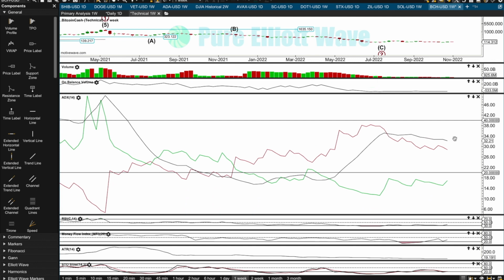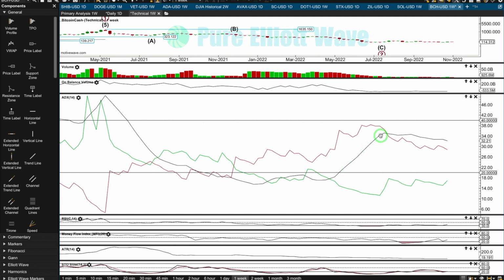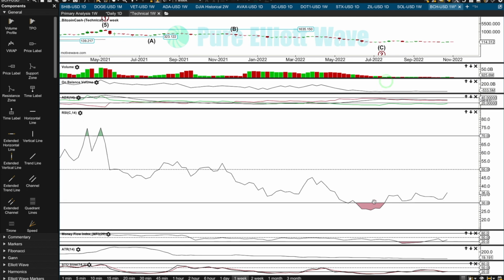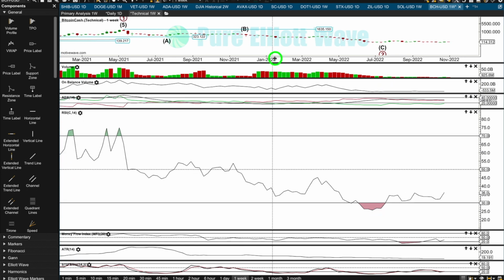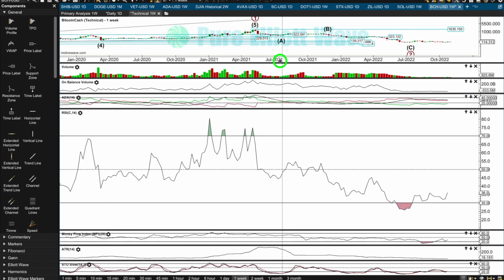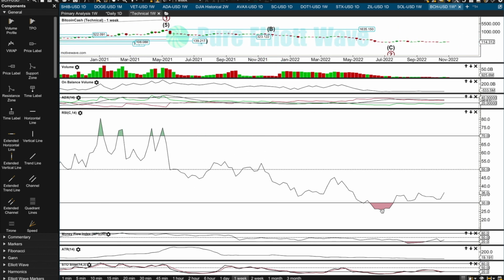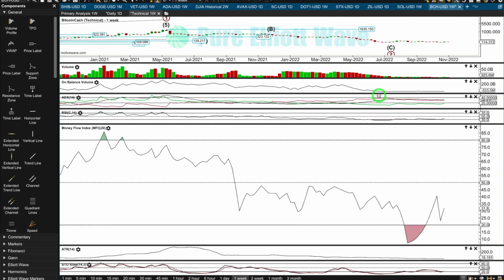ADX is currently declining. There's no clear trend. It didn't reach extreme for the downward trend, but it did strongly indicate a trend for that downward bear market down to that low. And RSI reached oversold. Is this the first time it's done that? Yes, that is very bullish. This is the most oversold this market has been at the weekly chart level at that last low. So that's quite bullish. Money flow index also reached oversold after the low.